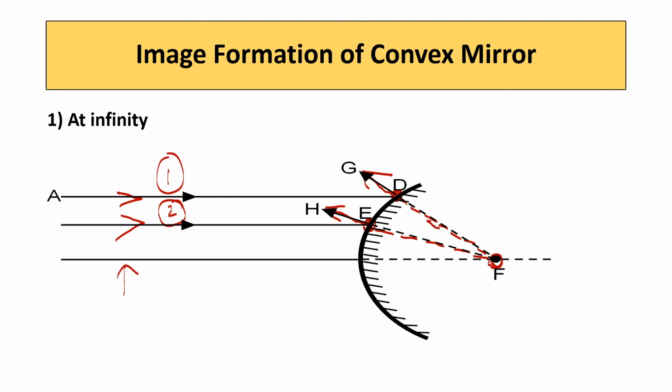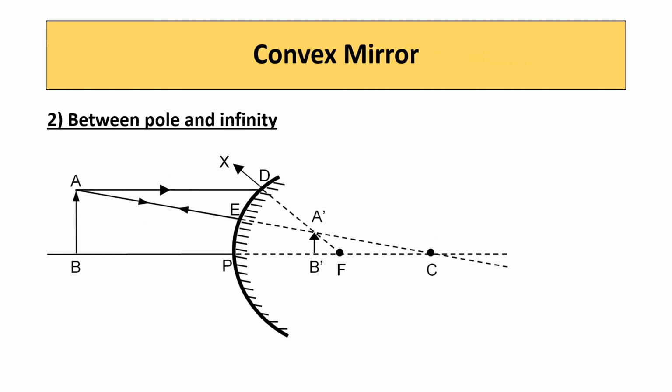These rays appear to diverge from this point. That is why it is called virtual. Virtual means not real. It appears to diverge. Virtual images are obtained behind the mirror, and virtual images will be always erect. Now, when the object is placed between pole and infinity, let this be the object. It is placed in front of the mirror, anywhere between the pole and infinity.